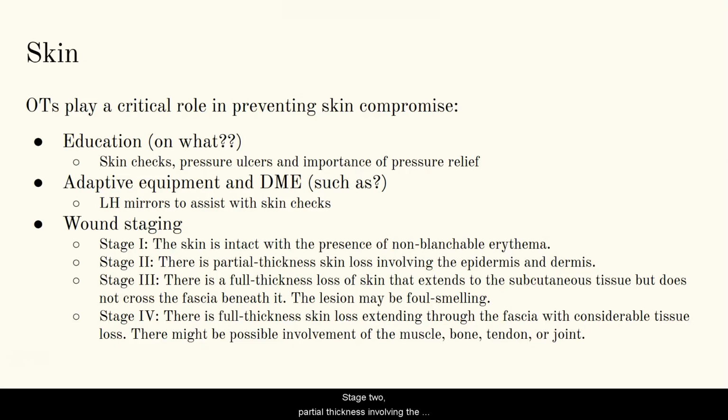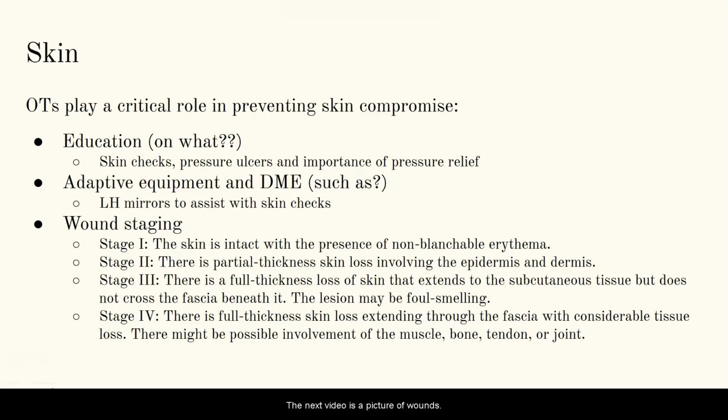Stage 2, partial thickness involving the epidermis and dermis. Stage 3, full thickness that extends to the subcutaneous tissue but does not cross the fascia. And stage 4, full thickness extending through the fascia, through considerable tissue, and there might be involvement of muscle, bone, tendon, or joint. And skin compromise can happen so fast. So it is so critical that we perform education as soon as possible.